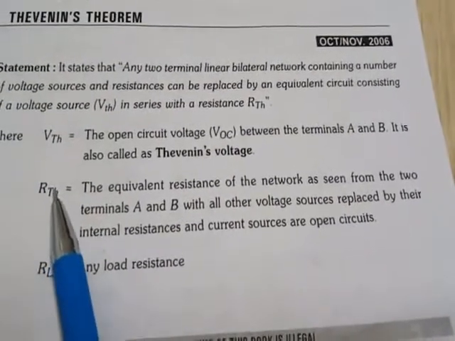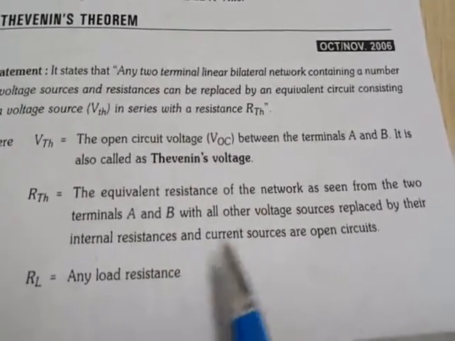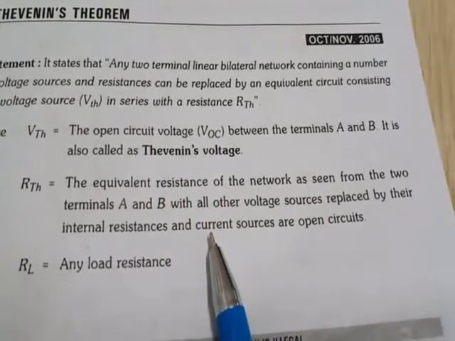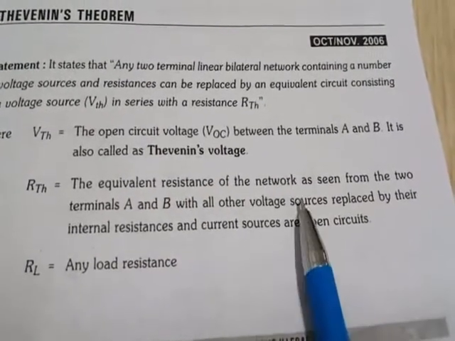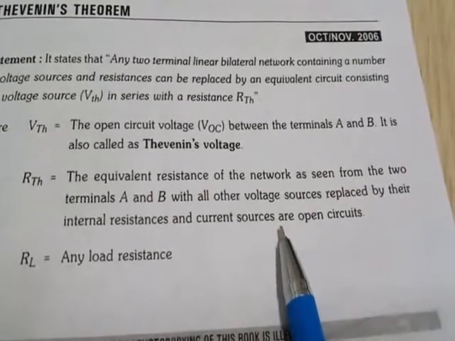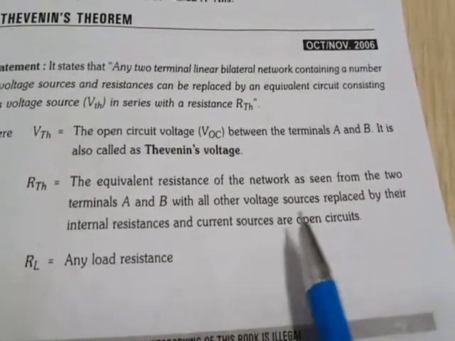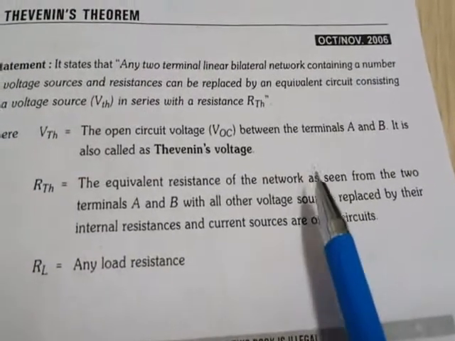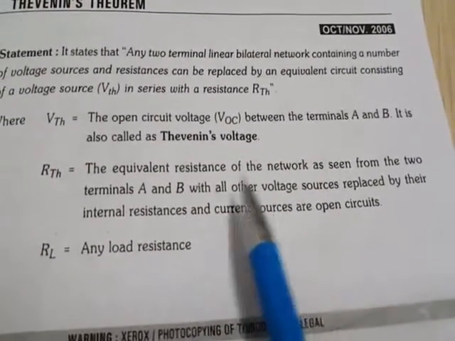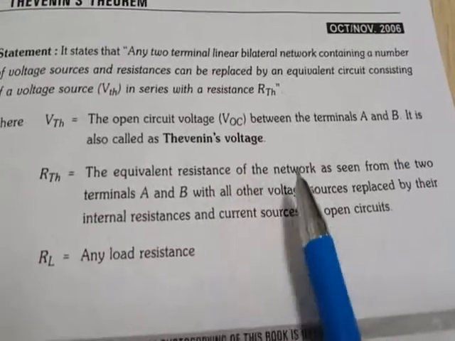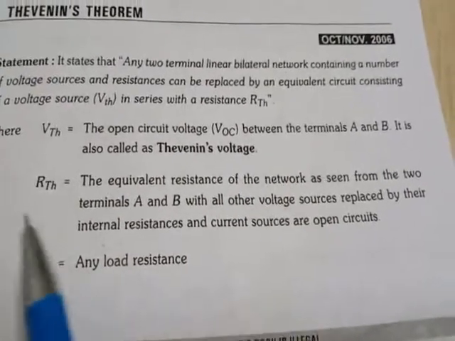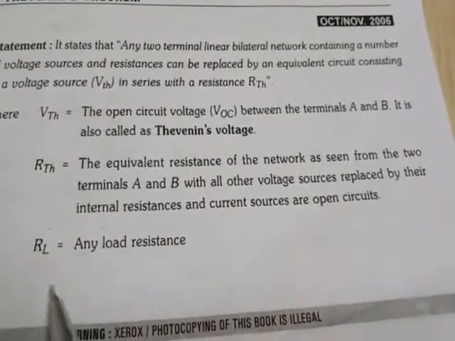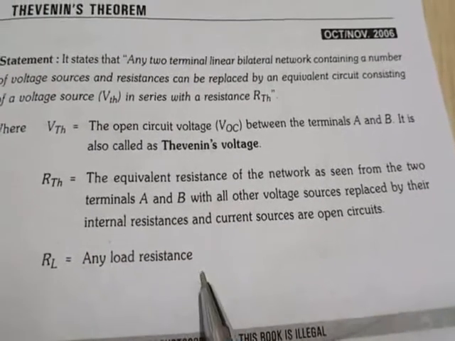So how do you find R Thevenin? In the circuit, if there are voltage sources with their internal resistance, then you have to short circuit the voltage source and replace it with its internal resistance, and if there is any current source, it has to be open circuited. The resultant circuit will have only a resistive network, and that resistive network has to be resolved in order to find RTH, which is called R Thevenin, and RL is called the load resistance.